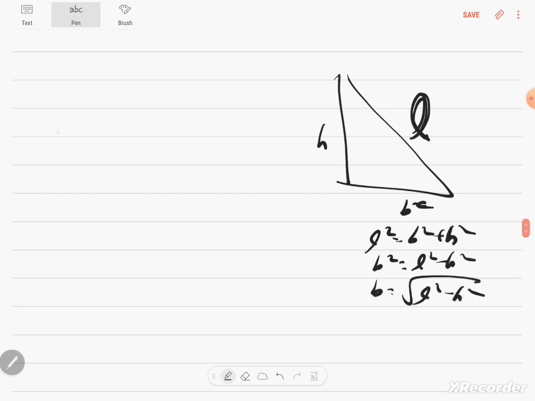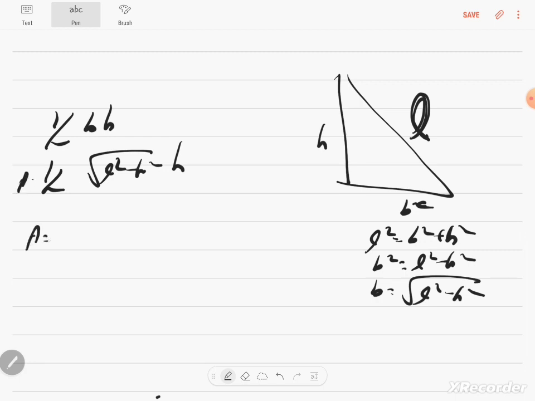The question is about the area of the triangle being maximum. Area is half into base into height, so half into root of L square minus H square into height. You don't want the root, so you can square both sides and call it Z. It's L square minus H square into H square.